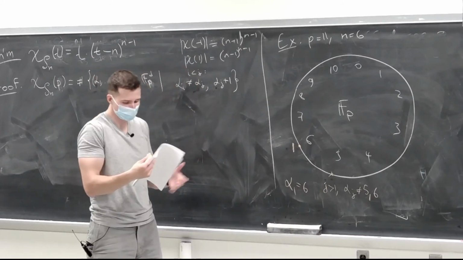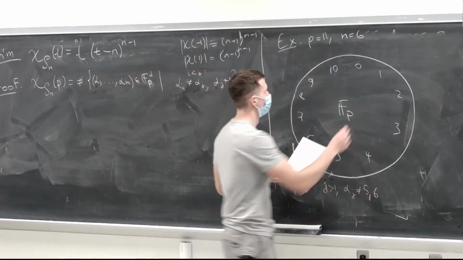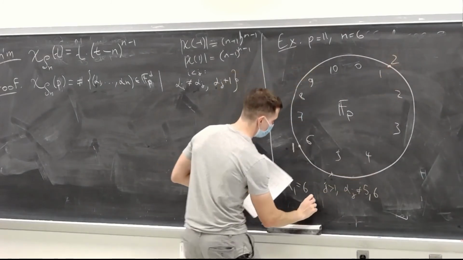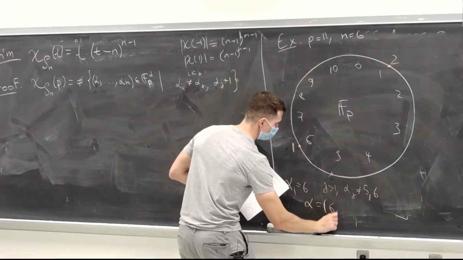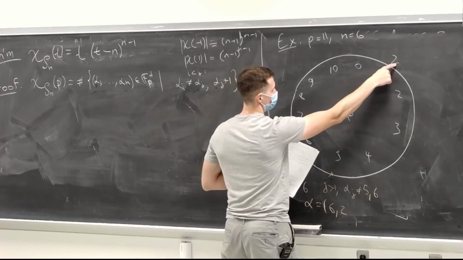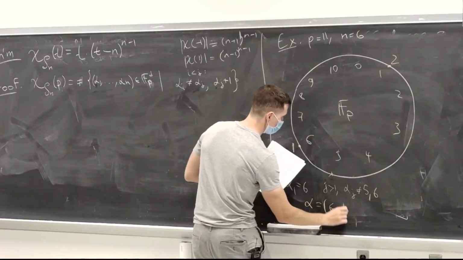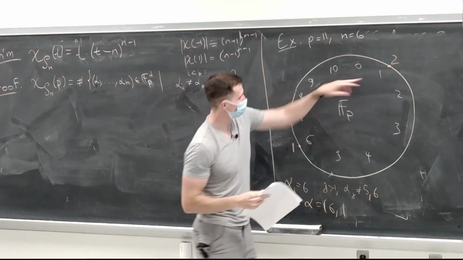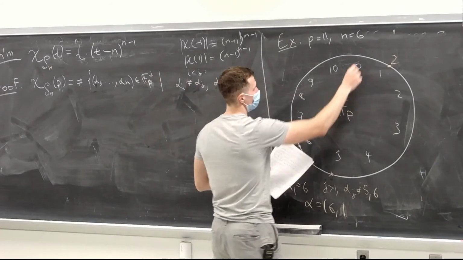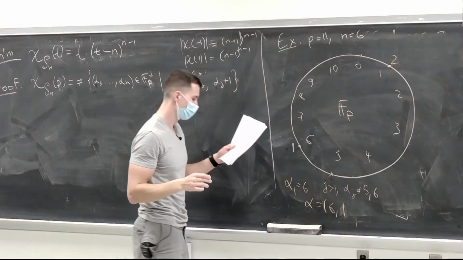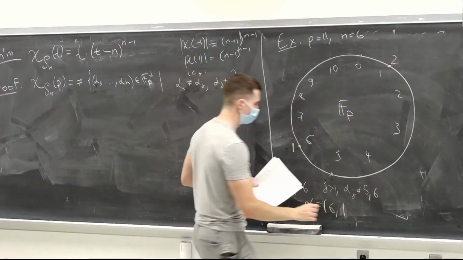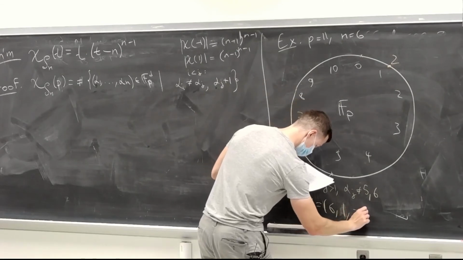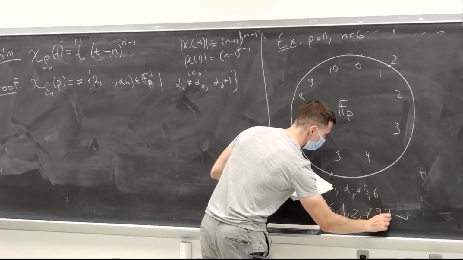Whenever you place a number, all the next numbers cannot go either here or here. So now I can keep going. Maybe my alpha tuple is 6, and then 1. I get confused between these numbers and numbers, but alpha 2 is equal to 1. Therefore, I'm not allowed to use 0 anymore. And then let's say alpha 3 is equal to 2.